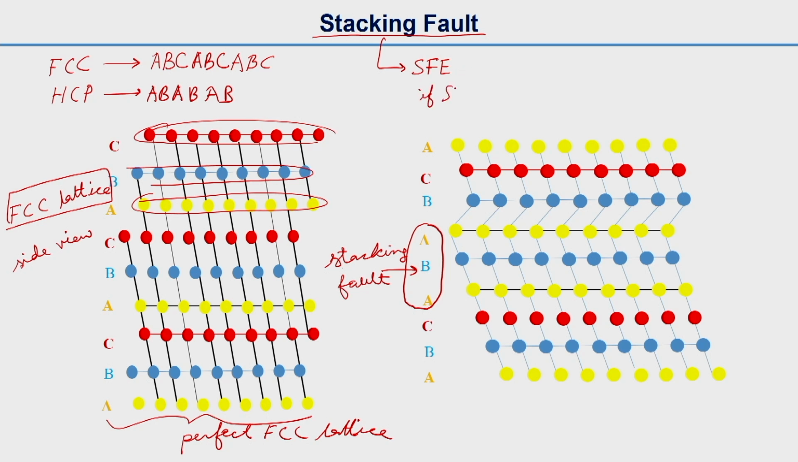If the stacking fault energy is high, the chance of twinning is less. So, I would write less twin formation. Aluminum has a high stacking fault energy, and that is why it does not undergo much twin deformation.